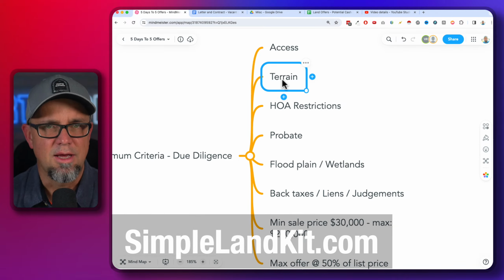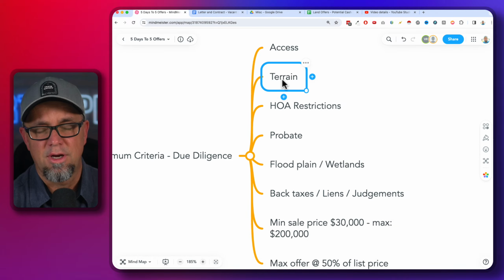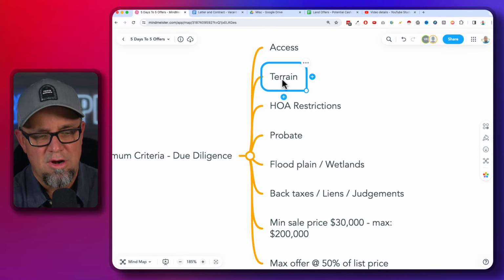Maybe give the seller an option contract, which, by the way, you can get at simplelandkit.com, the actual option contracts. You may tell the seller, listen, I'm looking at this property here, and I don't think this is going to be a good deal. I don't think I can buy it, but I might be able to find somebody else who can buy it. And then you can use a regular 6-month option agreement. So the seller knows you're not going to close on it, but you might find a buyer.